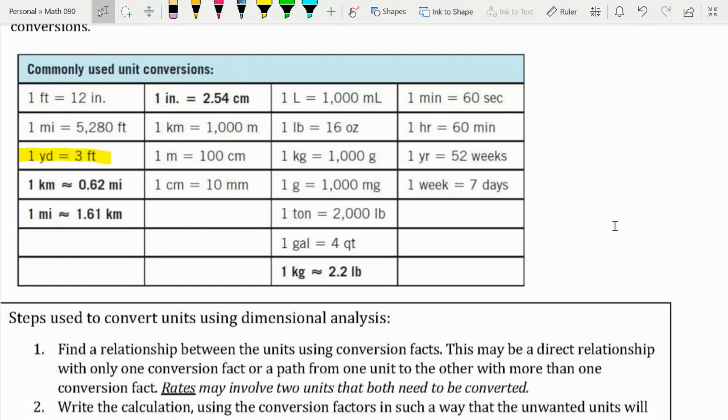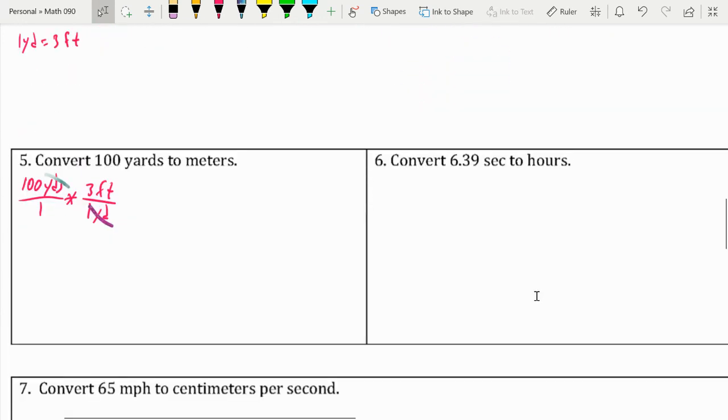The thing I do see is miles to kilometers. If I can get 1 mile, I can change it to the metric system. But in order to get that mile, I come up here and I see 1 mile. Well, we've used that one before. 1 mile is equal to 5,280 feet. So this should go faster now. Feet goes on the bottom, 1 mile up on top, and feet cancel.